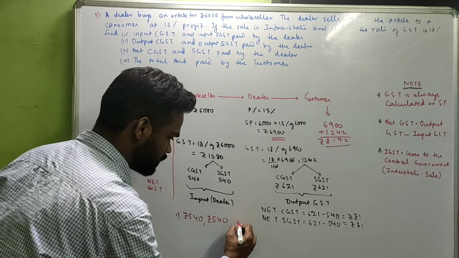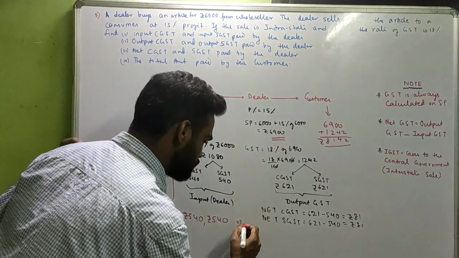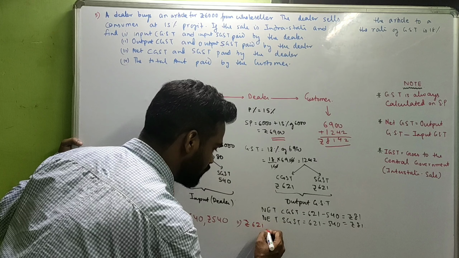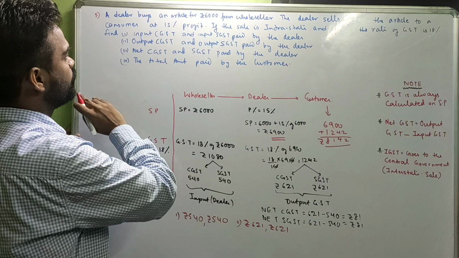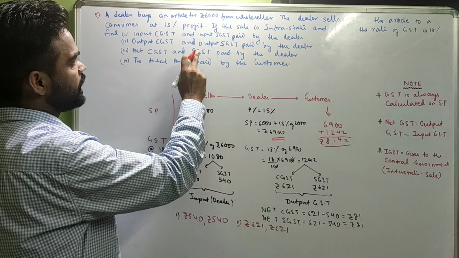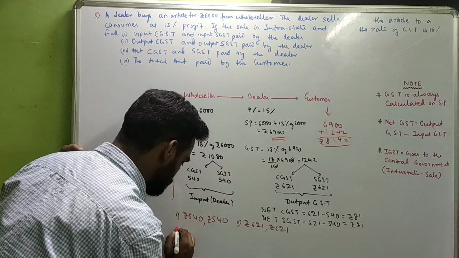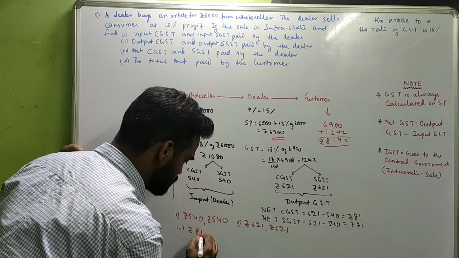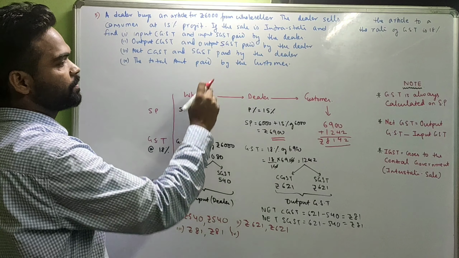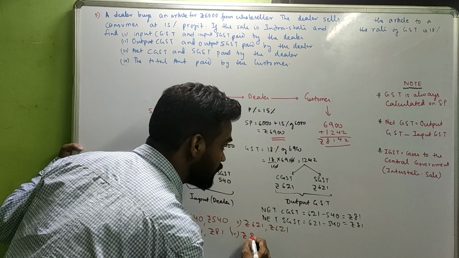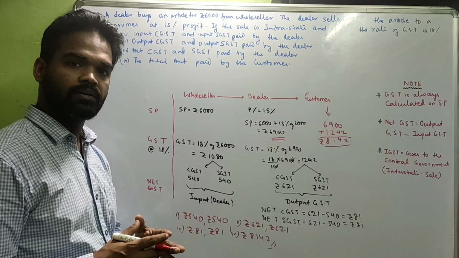Done. Number two, output CGST and output SGST paid by the dealer, that's rupees 621 and rupees 621. Am I clear? Now, net CGST and SGST paid by the dealer, which means net they ask. Number three will be rupees 81. And the fourth one, the total amount paid by the customer, which is rupees 8142. Done. Now let us look at the next sum.